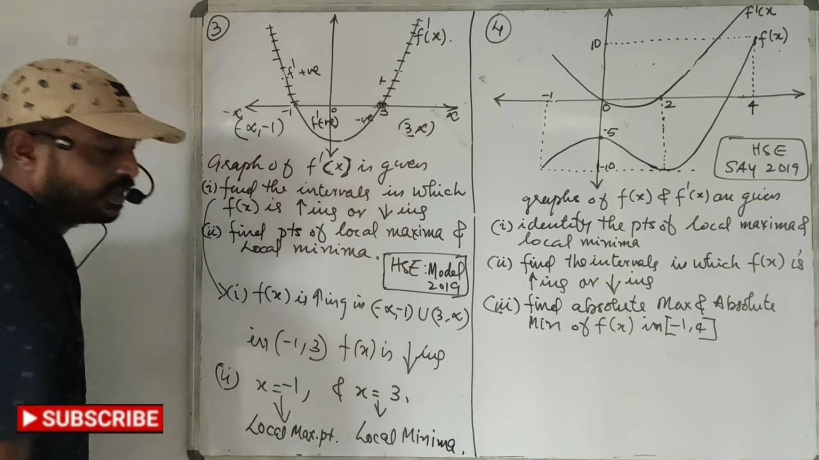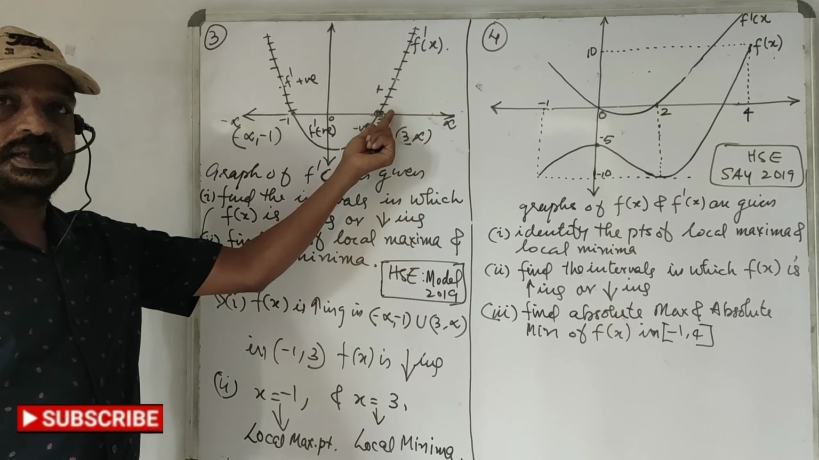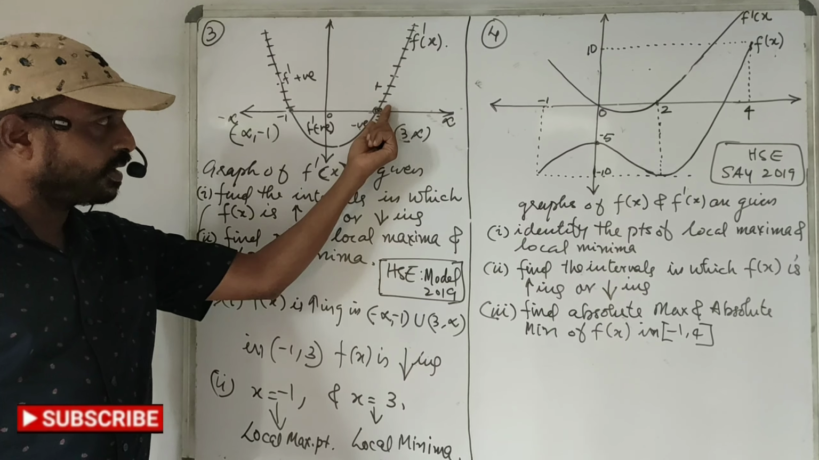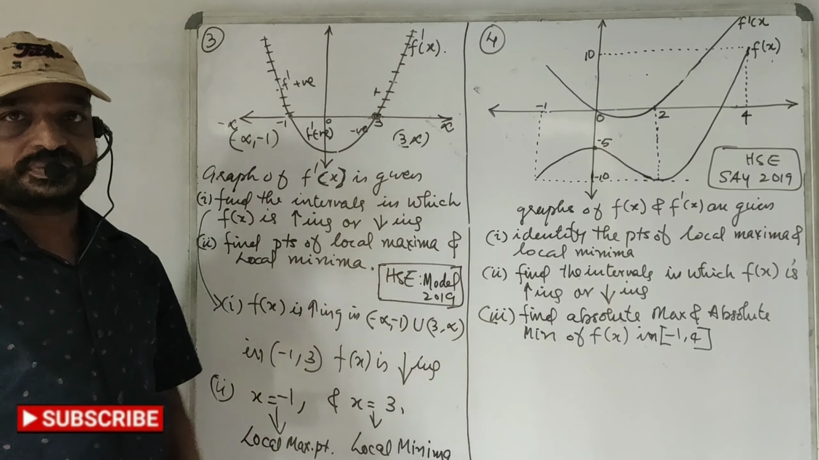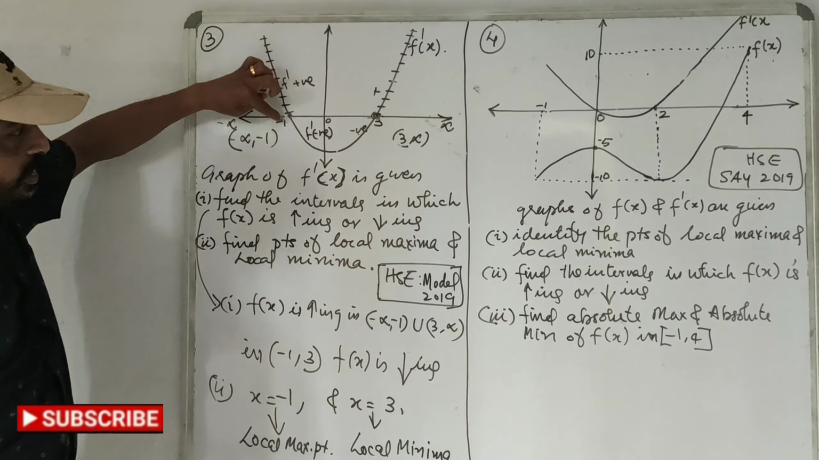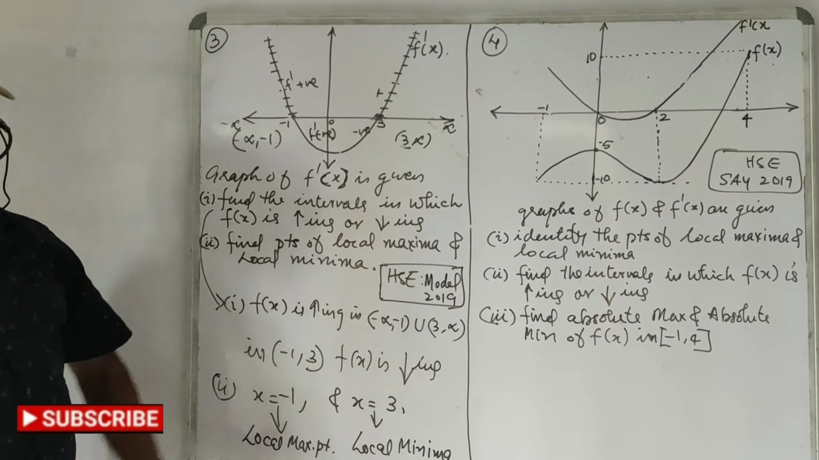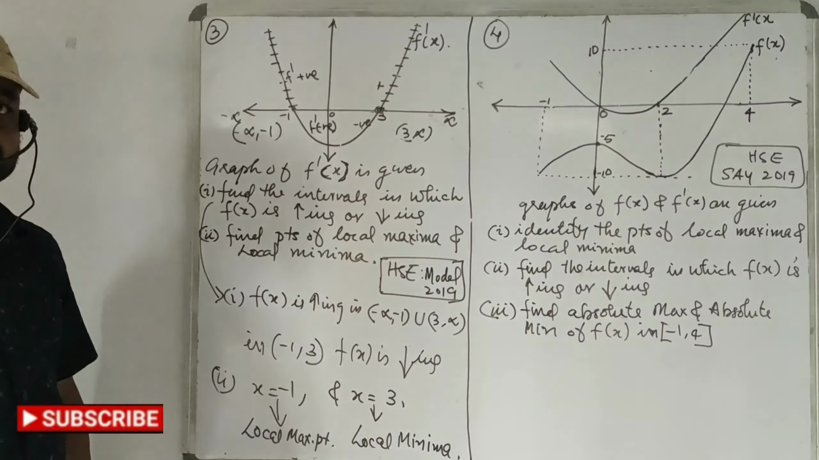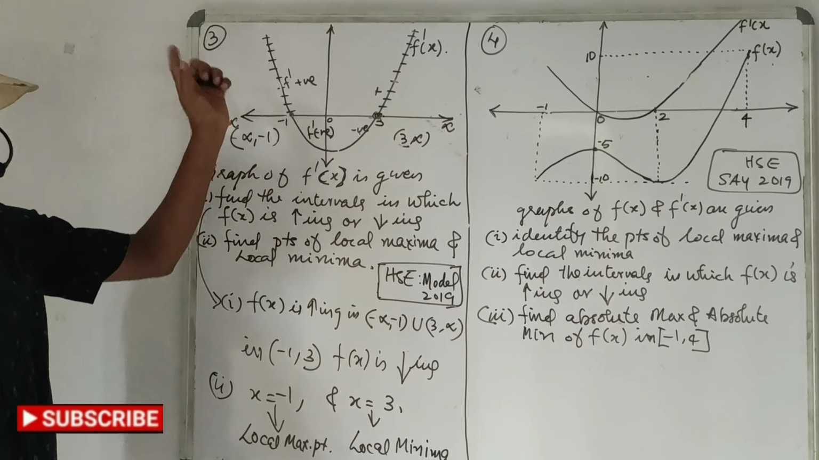So what is the condition at the point of local minima? At the point of local minima, f dash of x changes its sign from negative to positive. And at a point of local maxima, f dash of x changes its sign from positive to negative. You must understand this. So I think this problem is quite clear to you. Let us go to the next problem.